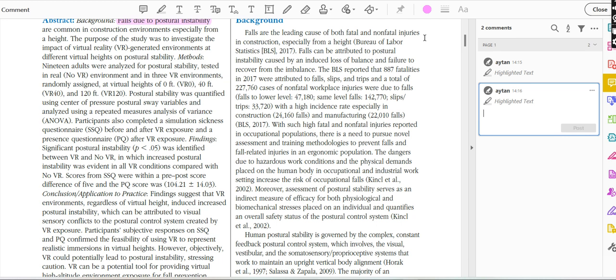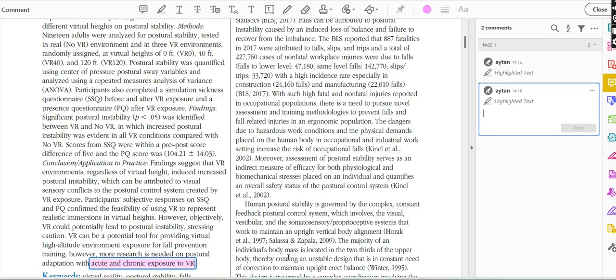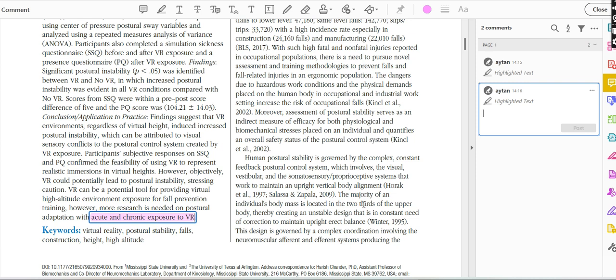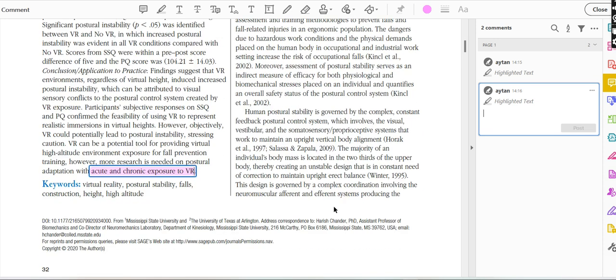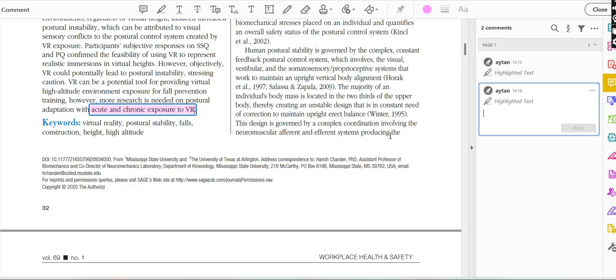Human postural stability is governed by the complex, constant feedback postural control system, which involves the visual, vestibular, and somatosensory/proprioceptive systems that work to maintain an upright vertical body alignment. The majority of an individual's body mass is located in the upper two-thirds of the body, thereby creating an unstable design that is in constant need of correction to maintain upright erect balance.